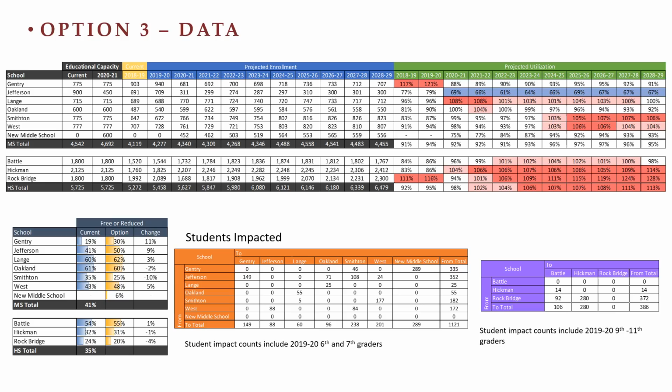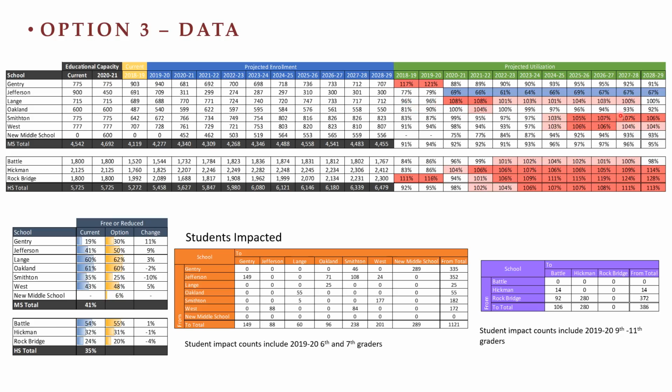Here's our data associated with option 3. So in this option, Gentry goes from 121% all the way down to 88 and stays in the low to mid 90s throughout the projection. Jefferson stays in the high 60s. Again, we have room for that magnet program there. Lang, 96 to 108 and then leveling out.